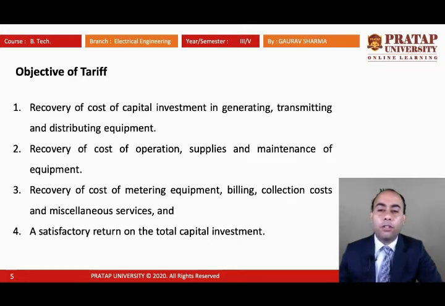Recovery of cost of metering equipment, billing, collection cost and miscellaneous services. For this we are applying a meter also. So for the continuous check, manpower for these equipment, also for the billing purpose, each and every cost has to be recovered, and a satisfactory return on the total capital investment. So what we invest for this overall power system, like for the generation, transmission and distribution, each and every cost has to be recovered.